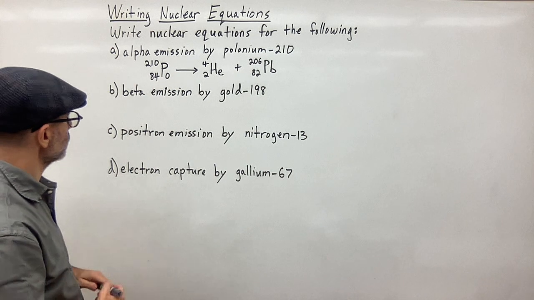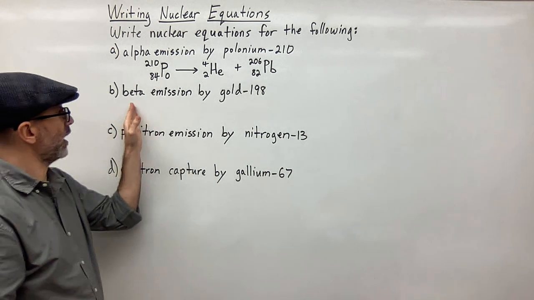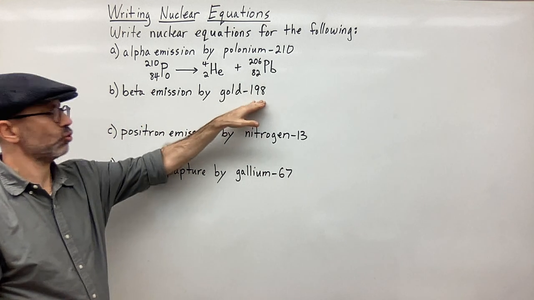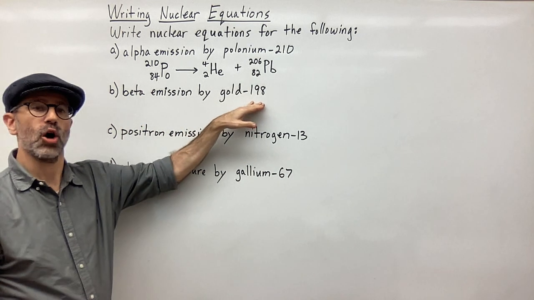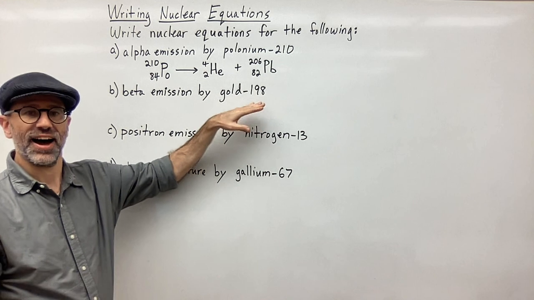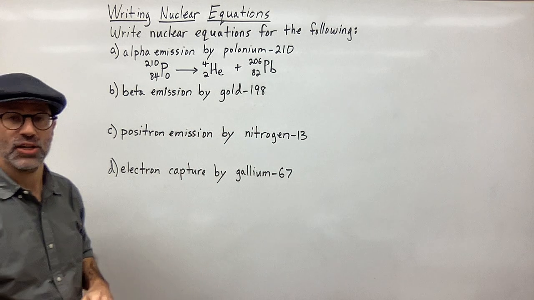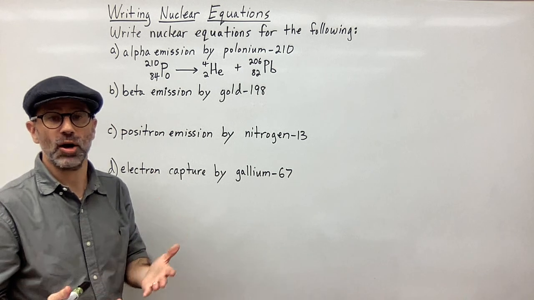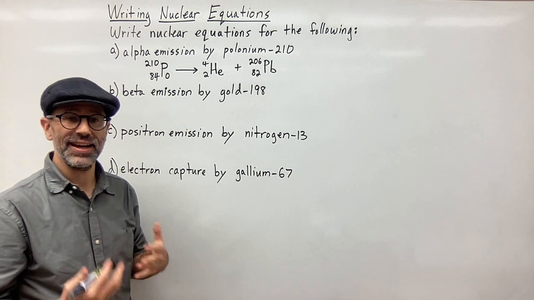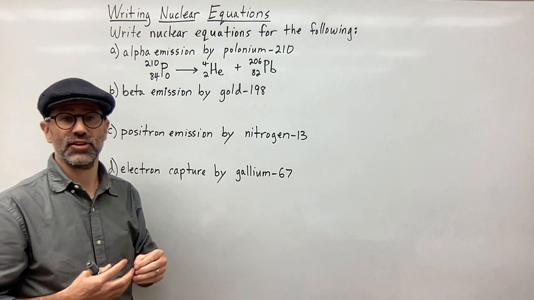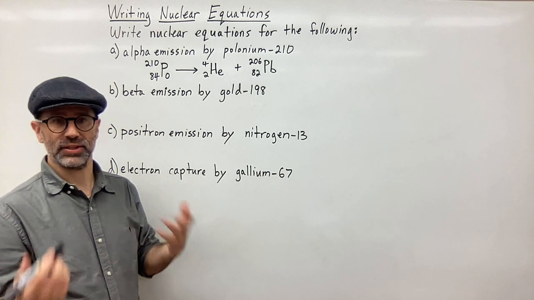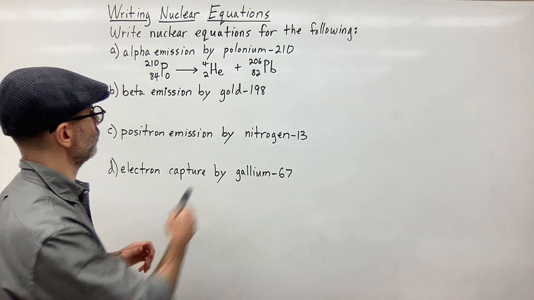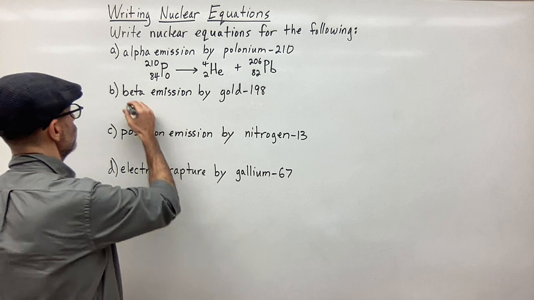Okay, so for B, we're told that there's beta emission undergone by gold 198. So gold 198 is undergoing beta emission. Beta emission means you're giving off a beta particle. So this is going to decay, giving off a beta particle, and then it's going to have a daughter isotope left over. We have to figure out what that daughter isotope is. But we know the parent isotope is gold 198, so we're going to start with that.